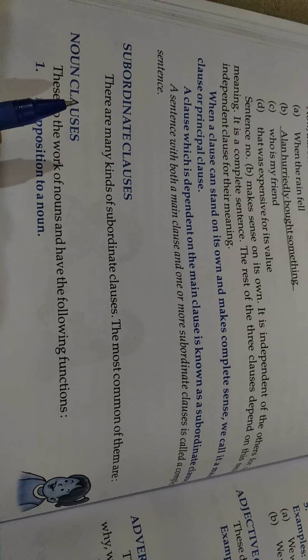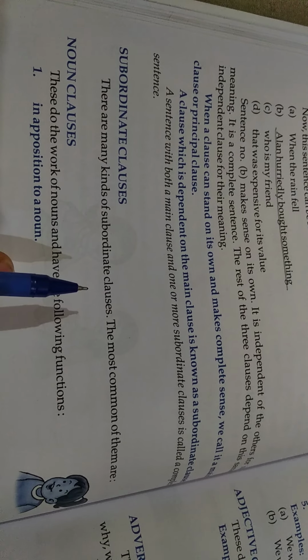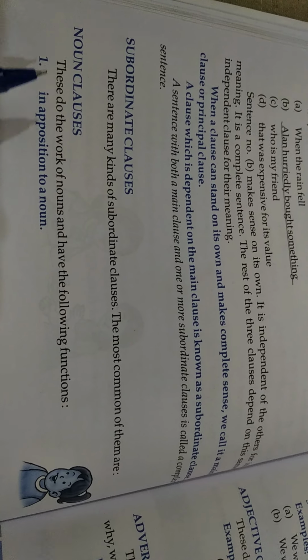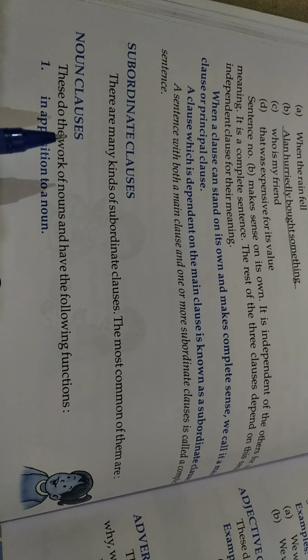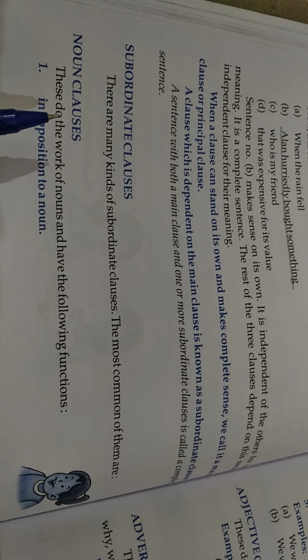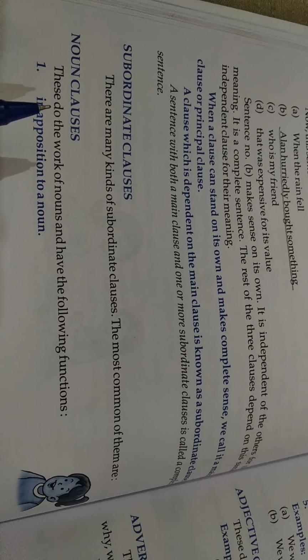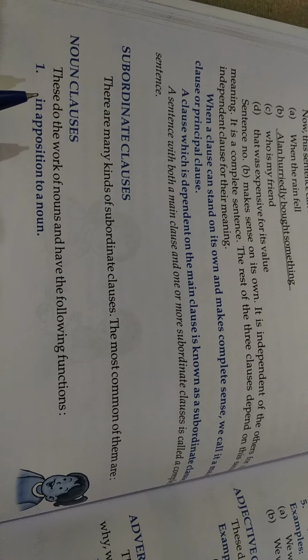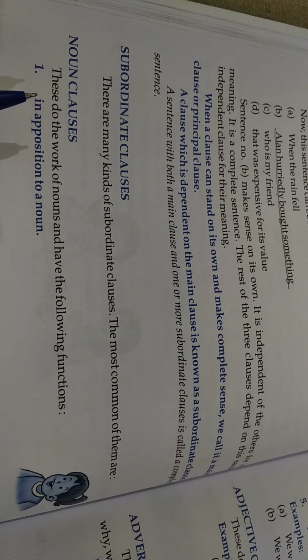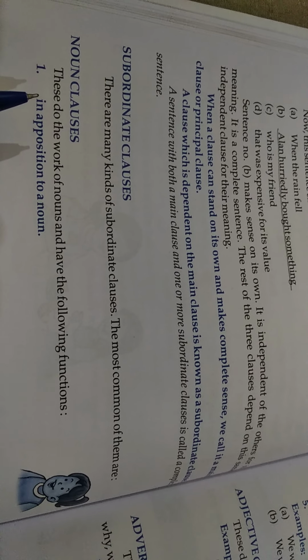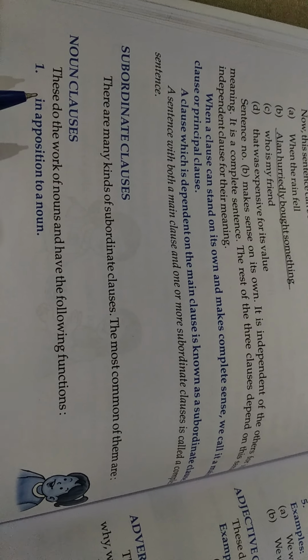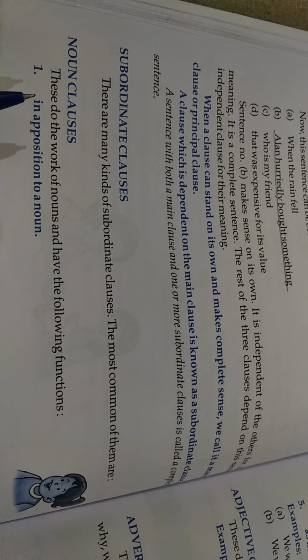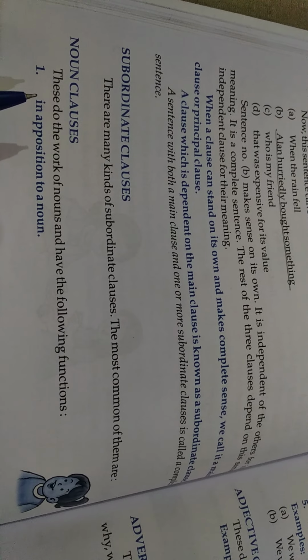There are many kinds of subordinate clauses. The most common of them, the first one, is the noun clause. Now, being a noun clause, the clauses can do different functions. Like we know, a noun can be the subject of the sentence, it can be an object of the sentence, it can be a complement and an apposition also. So we will understand the functions of a noun clause.